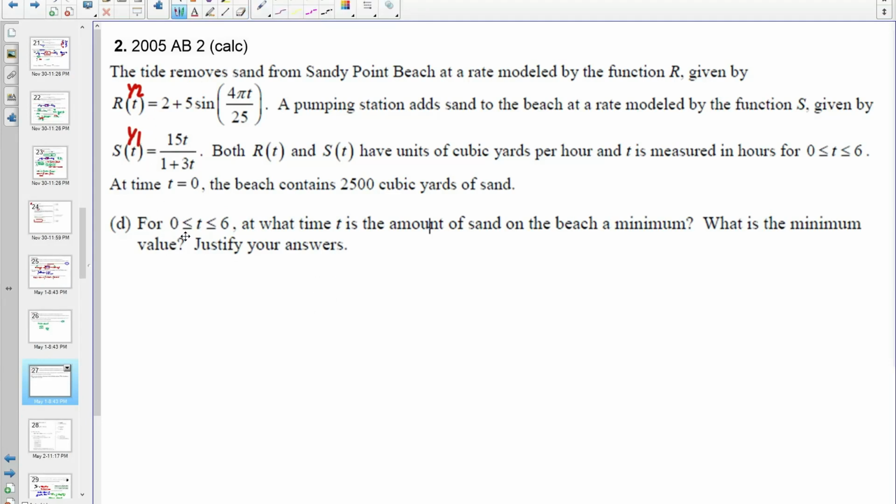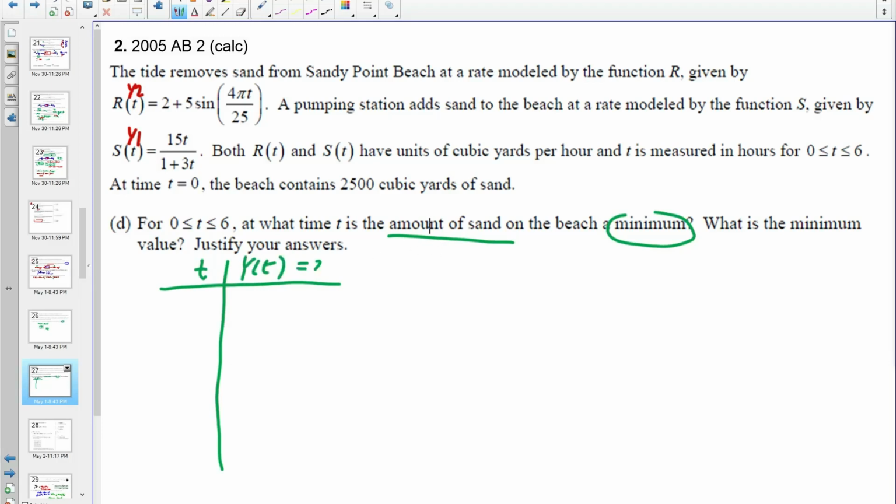So if I were to do part D on this problem, this says for time between t is 0 and 6, what time is the amount of sand on the beach a minimum, and what is the minimum value? Justify your answers. If they're asking for when the amount of sand is a minimum, that's an absolute minimum. So what you do for all of these problems is you do a candidates test. You put time on one side, and you put the formula for the amount of sand on the other side.